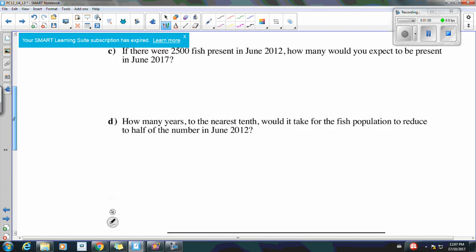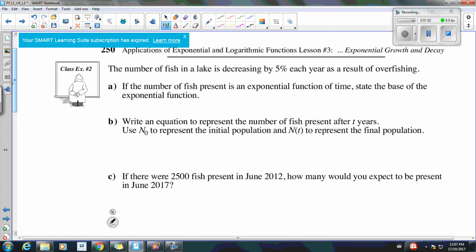We'll start with example 2. The number of fish in a lake is decreasing by 5% each year as a result of overfishing. If the number of fish present is an exponential function, state the base of the exponential function. Remember, we have y equals a times b to the x, so we said b was the rate. We always want to use the rate of the population that is staying.